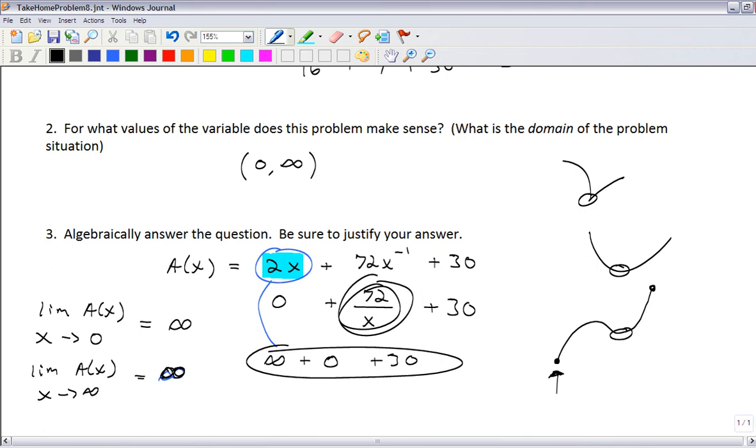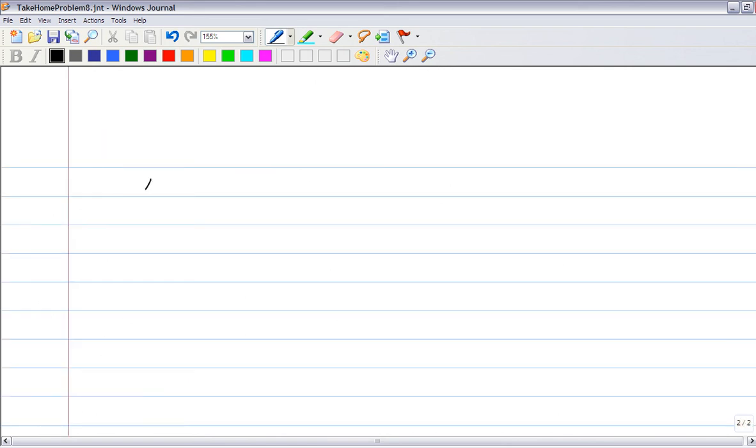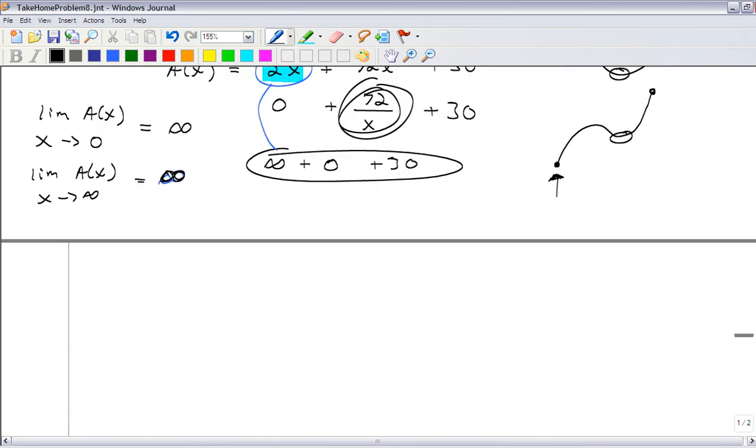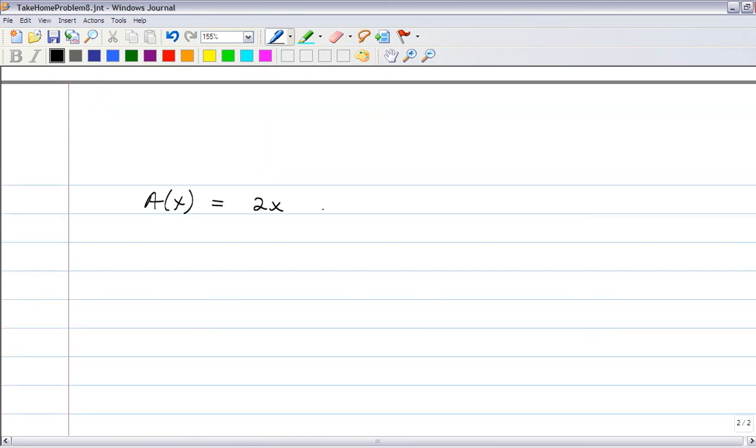So the next work is we gotta find a derivative, set it equal to 0, and look at where it's undefined. So A of x equals 2x plus 72x to the negative 1 plus 30. Alright, so A prime of x is 2 plus negative 72 over x squared. Cool. Alright, that's A prime of x.